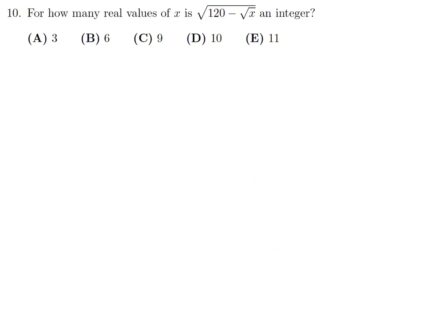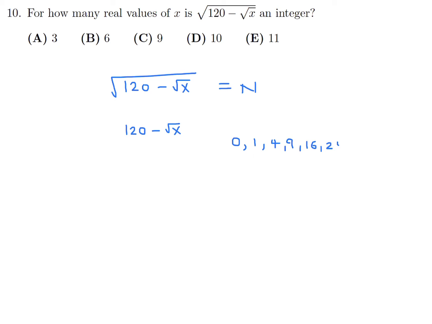For how many real values of x is this expression an integer? So we've got 120 minus the square root of x, all under the square root sign. That has to be some integer. And the only way that's going to be an integer is if what is under the radical sign is a perfect square. So what's under here has to be a perfect square. So it has to be either 0 or 1 or 4, 9, 16, 25, and so on. Now our question is, how far can we go? 49 and dot, dot, dot, right?